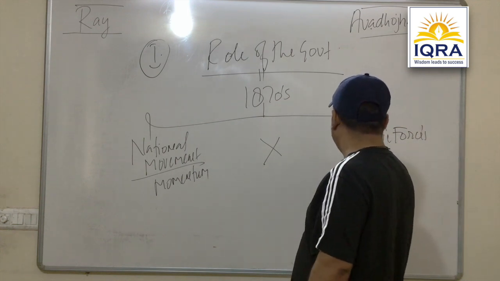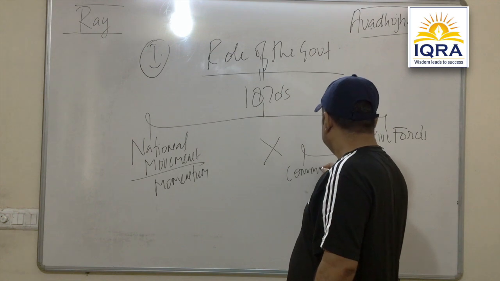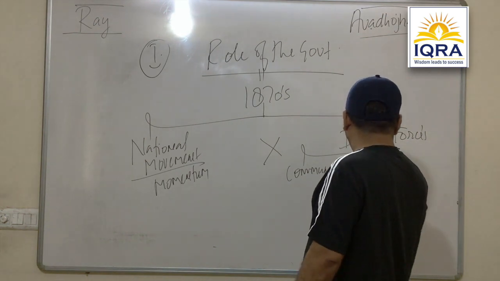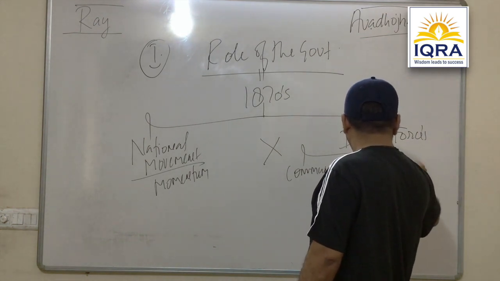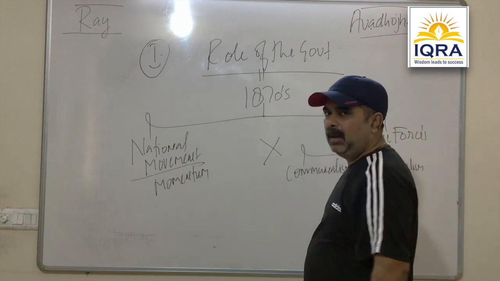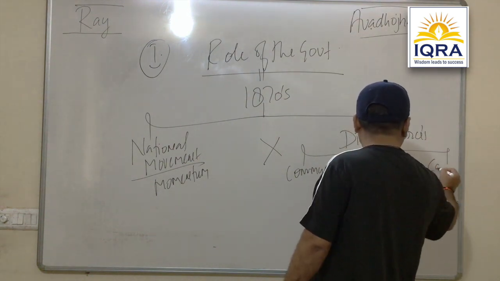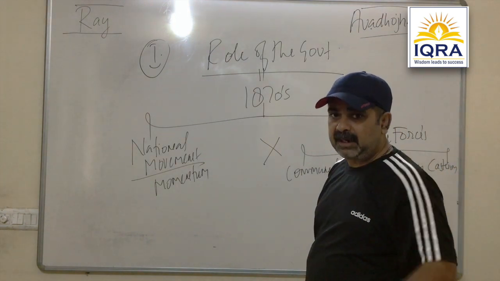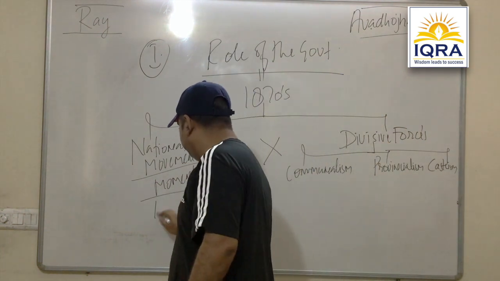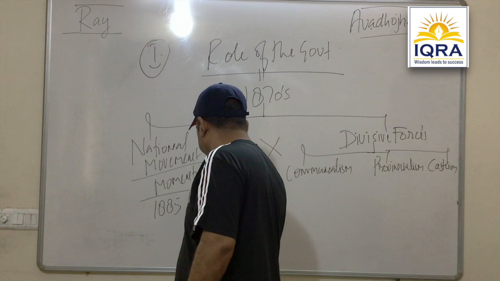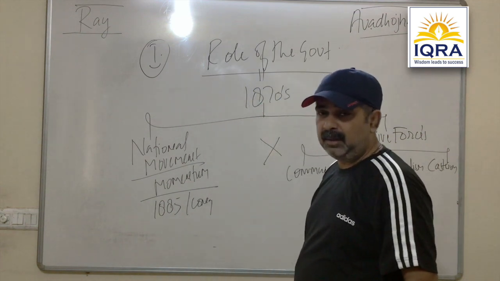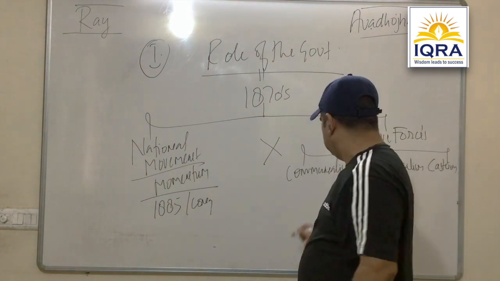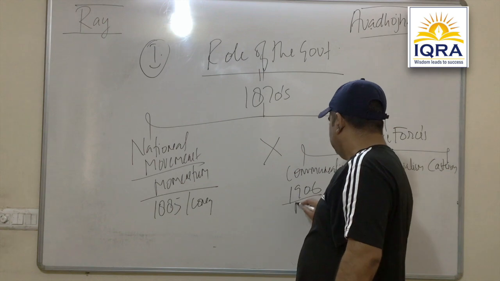So government gave promotion to communalism. Government gave promotion to provincialism. Government gave promotion to casteism. That is why you will see 1885 Congress is born. And the moment this body of national movement got strength, 1906 Muslim League.